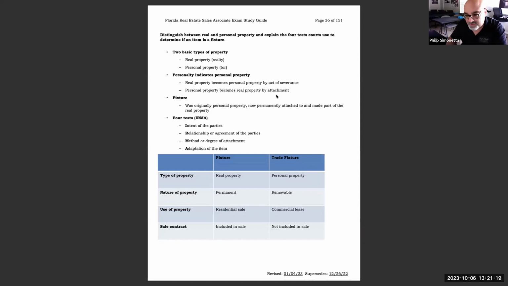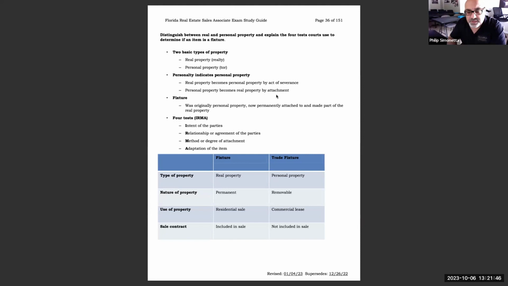When you install the fence, it's real property. Now, is it feasible to take a fence out and take it with you when you move? I mean, that's the method of attachment, right? The degree of it, right? So it doesn't make sense, right? You're not going to take a fence. Okay, and then adaption of the item. Is it easily adaptable? Okay.